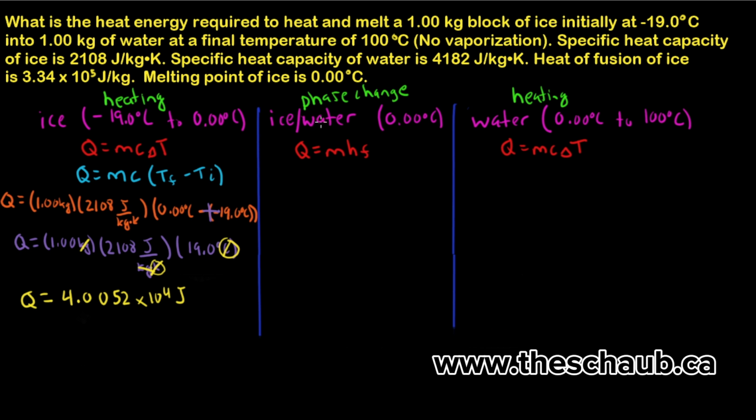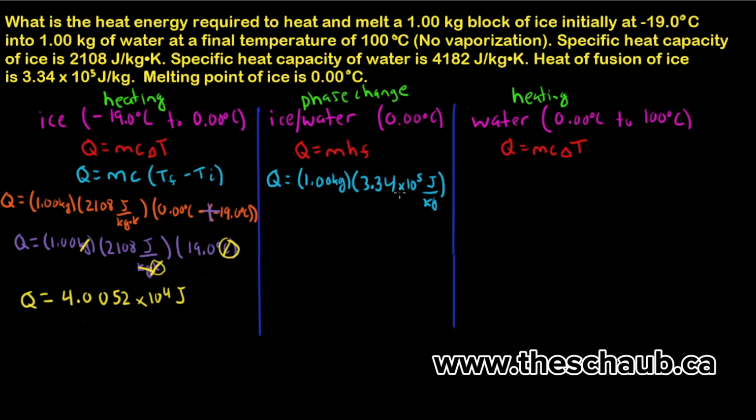We're now ready to calculate the amount of heat energy that's required to convert 1 kilogram of ice into 1 kilogram of water. And we already have our equation. Q is equal to the mass of the ice multiplied by the heat of fusion of ice. So we can immediately substitute our values. Q equals mass of ice, 1.00 kilograms, multiplied by the heat of fusion of ice, which we see above is 3.34 times 10 to the 5 joules per kilogram.